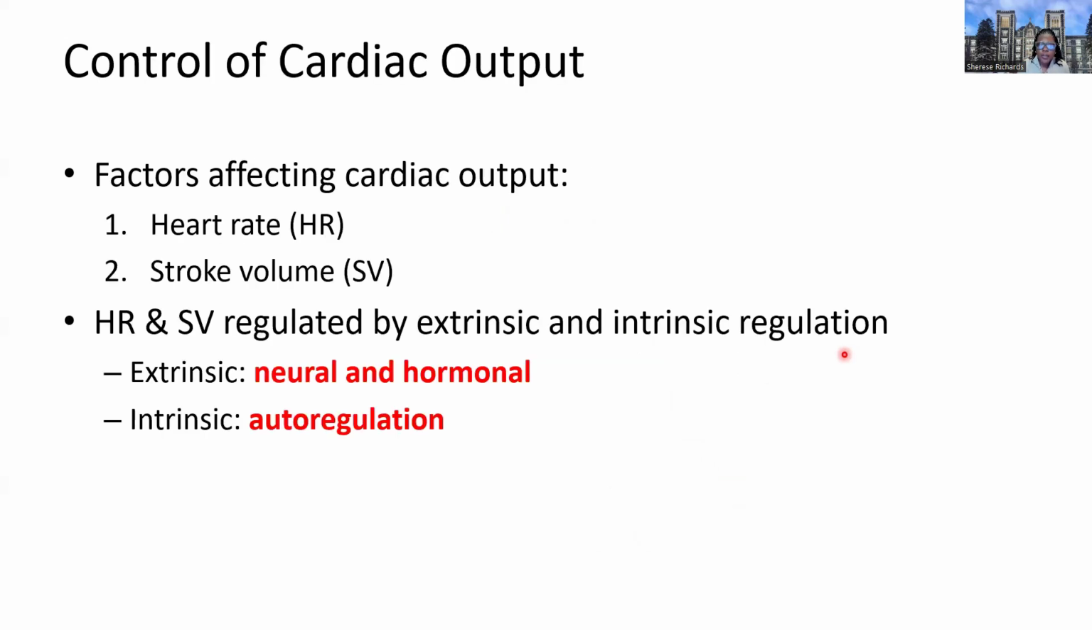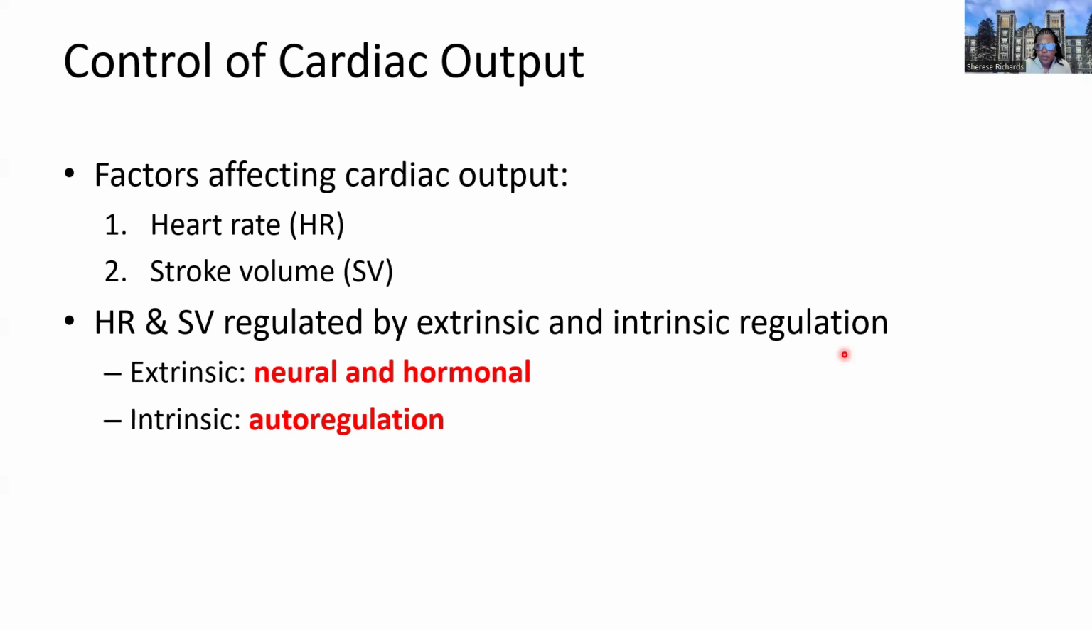Now, when we look at that formula, we can think about factors that are affecting each part of the formula separately, which are going to overall affect cardiac output. So what are factors that affect heart rate separately, and what are factors that affect stroke volume separately? And then those two things, when combined, are obviously going to have some impact on your overall cardiac output.